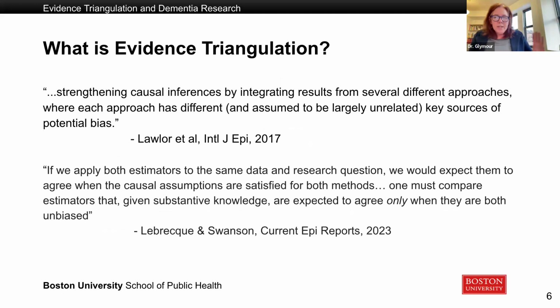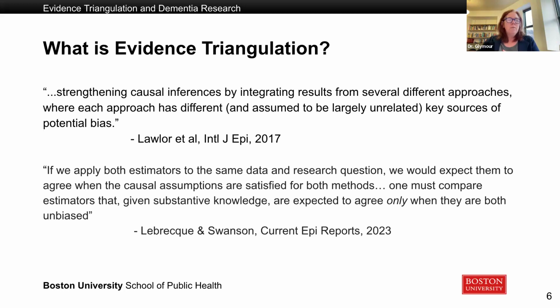I want to turn now, with that context for dementia, to the question of what is evidence triangulation. I think the really nice recent articulation of this was from Debbie Lawlor's paper, in which she says, evidence triangulation is strengthening causal inferences by integrating results from several different approaches, where each approach has different and assumed to be largely unrelated key sources of bias. I think that is a perfect statement of the intuition. I really like that paper. I think that the vision of evidence triangulation is a little bit broader than what she laid out there, but I think it's an incredibly useful paper and gets to the heart of evidence triangulation.